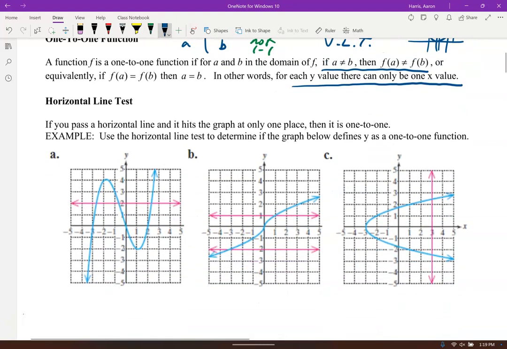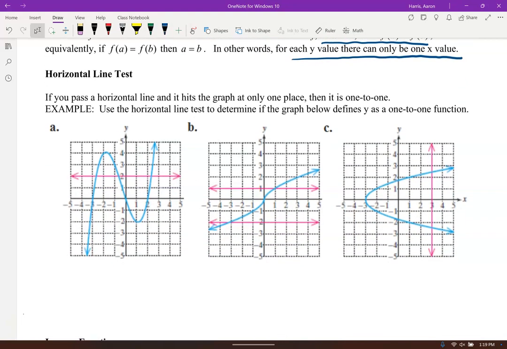So this first one, I say, well, does it pass the vertical line test? Yes. So it is a function, letter A. Does it pass the horizontal line test? Good, he's right. So it fails miserably, right? It hits 3 times. Again, it can only hit once. So it fails the horizontal line test. So this is not one-to-one. In other words, it does not have an inverse.